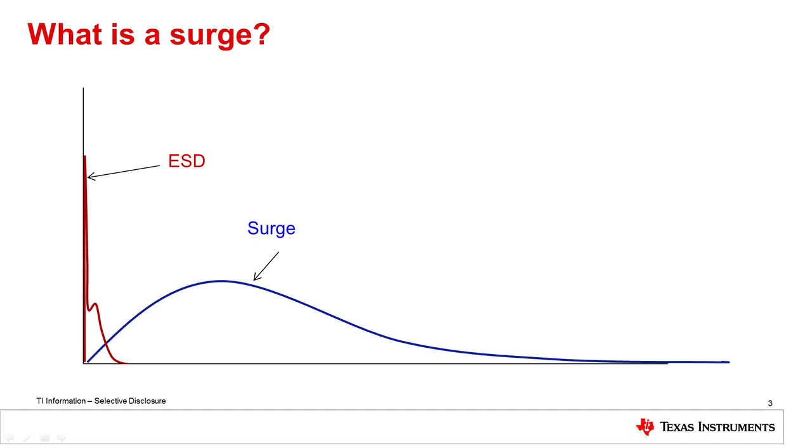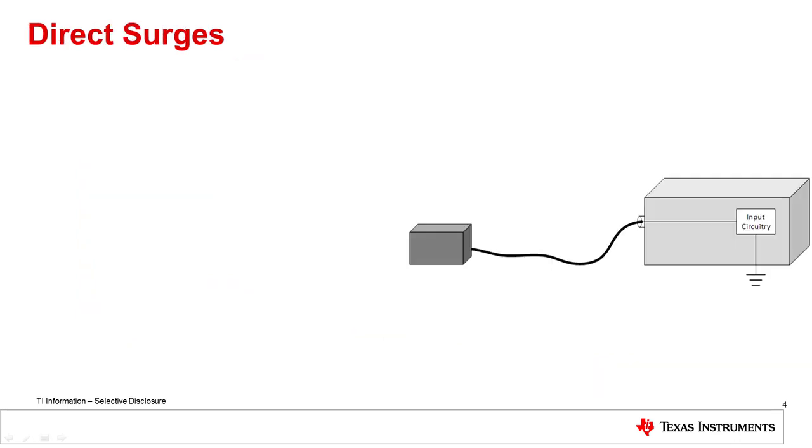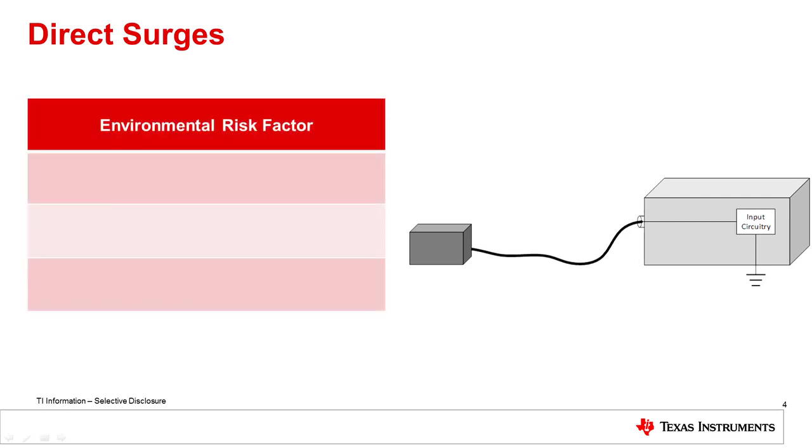Compared to ESD pulses, surges are much longer in length and contain far more energy, making them critical to protect against. Unfortunately, surges are complicated and have many different causes. Generally speaking, assessing the environment that a system will be operating in makes it possible to identify systems at high risk of seeing large surges.